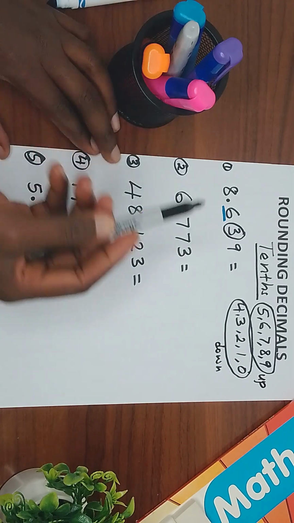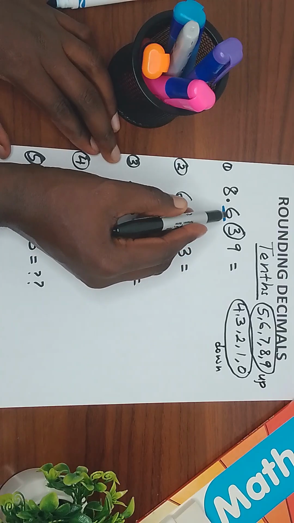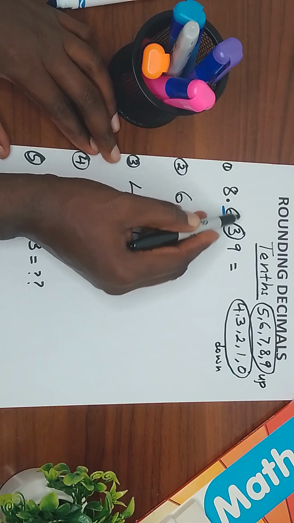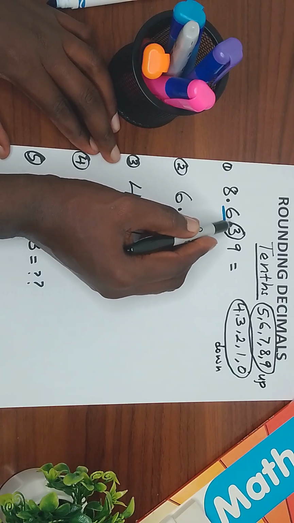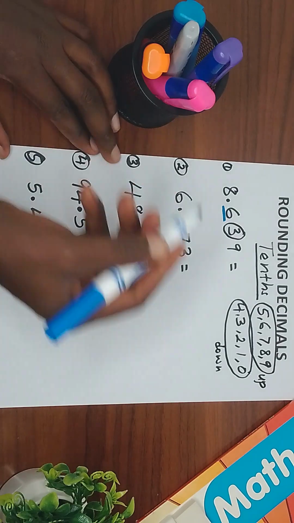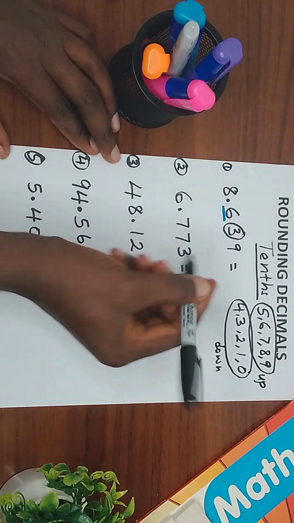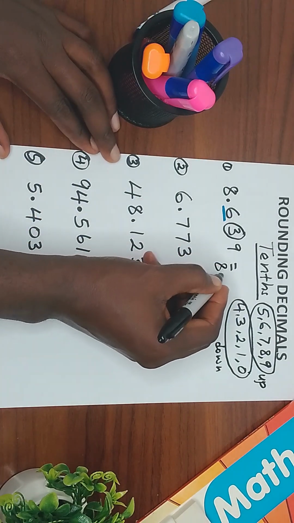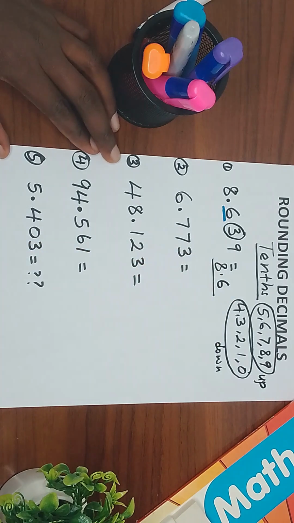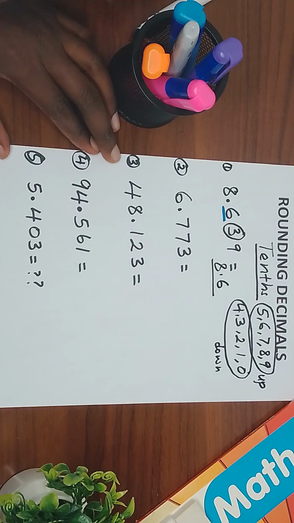Now, in this case, the number we want in the place value of tenth is 6. The next number is 3. It's not going to change this number 6 because we are going to round the number down. So our answer here will stay as 8.6. That will be our answer, rounded to the nearest tenth. Now let's look at the next example.